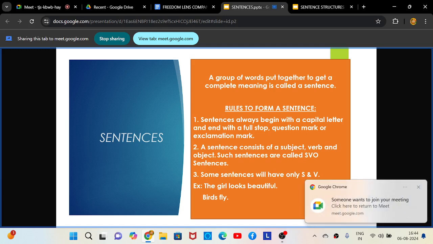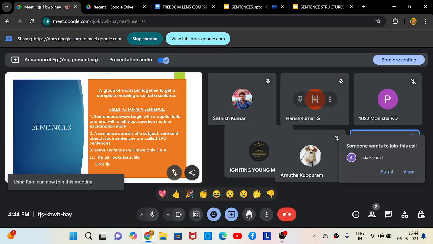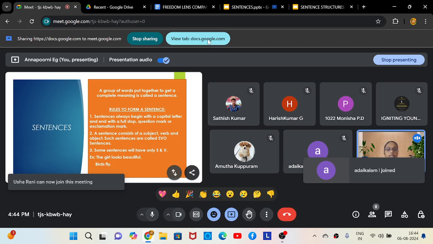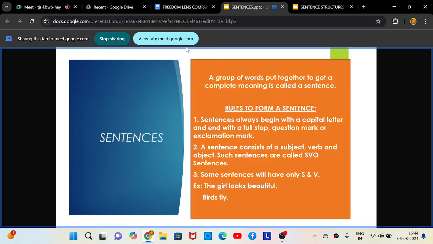So just saying a group of words put together is not enough. A group of words put together in a proper order to get a complete meaning is called a sentence. So my name is Kavya is the right sentence, because the words alone are not enough. The words should be put in a proper order.